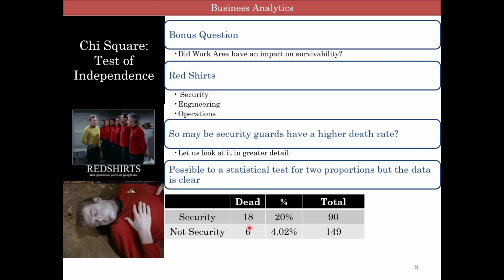So if you look at it, among the people who died, in security they had over 90 people, 18 of whom died, and people who are not security was about 6 out of 149. So it's actually 20% of security members who end up dying. So you could now say that if you're not a red shirt but you're in security, you have more than twice the expected chance of dying. Because remember, 9.3% was expected on Star Trek.